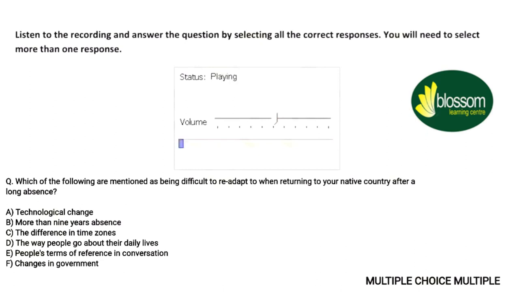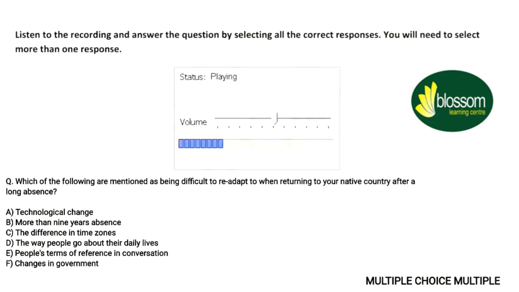Readjusting to life in your own country after living abroad for some time is a little like recovering from jet lag after a long flight across several time zones. It takes time. And research indicates that after 9 years of living in a foreign country, you never really do readjust. Of course, things have changed.